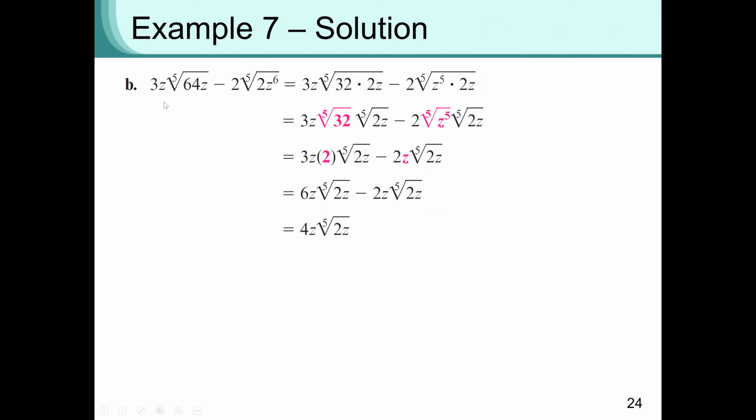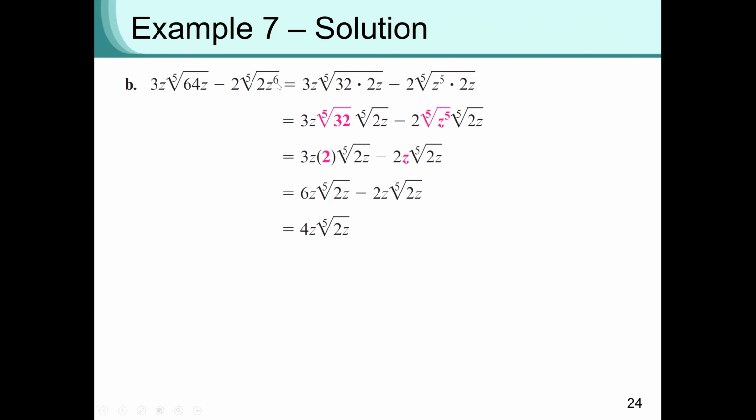This is another example here. We have 3 times the fifth root of z to the 6, then the fifth root of 64z minus the fifth root of 2z. But again, we can see that the two are not the same unit. So what we can do again is break it down here. The 2 is here, so we need 2 here also. We have z to the 6, but we need z here also. So what we did is break the 64 into 32 times 2z. The 2 is already good, we don't even want to touch it.